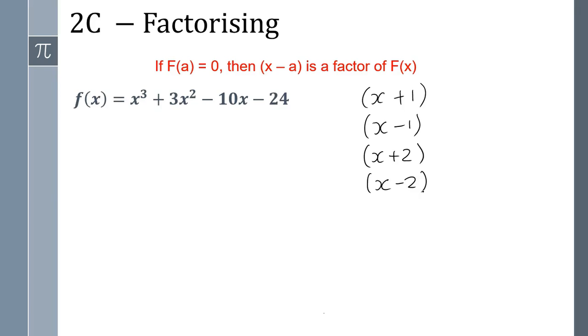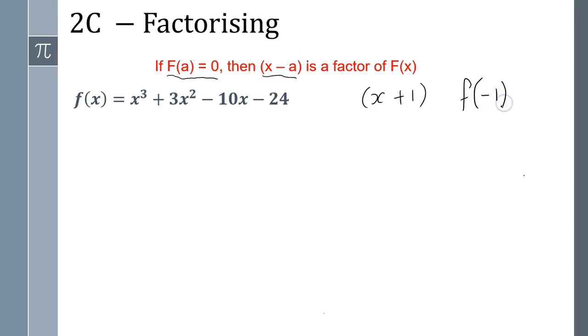So let's have a look at this. If f of a equals 0, then x minus a is a factor. So let's start by seeing if x plus 1 is a factor. You'll notice here that this is a positive, which means that we're going to try f of -1 and see if it works. So we're doing the opposite. Let's try it. Let's go f of -1, and everywhere I see an x, I'm going to put a -1. So we're subbing it in.